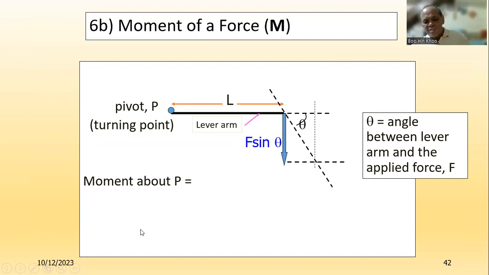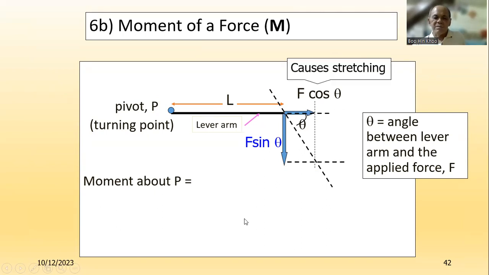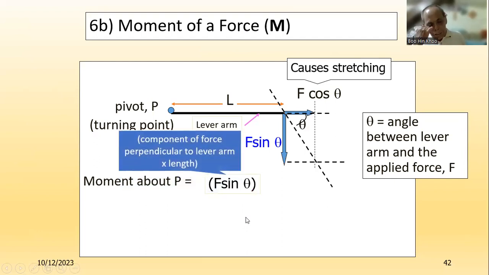Okay, so this illustrates it. Rather than that, the easiest way is to find the component of force perpendicular to the lever arm. That other component is just pulling it only. It doesn't cause rotation, only stretching. So there's a component of force perpendicular to the lever arm, times the length of the lever arm.